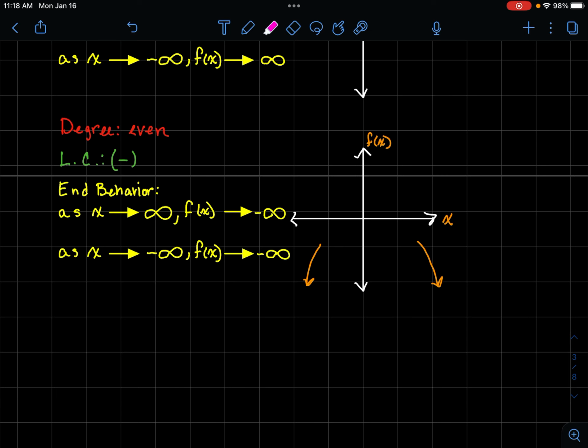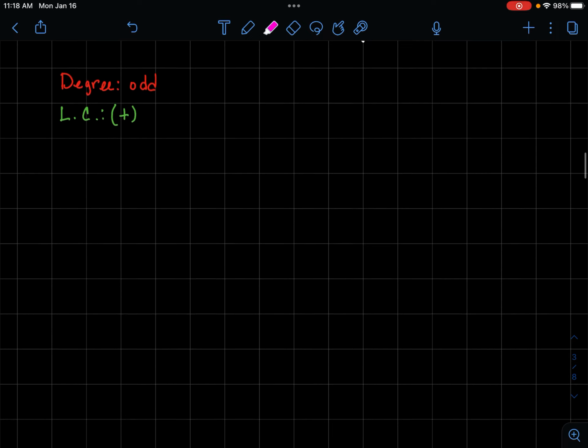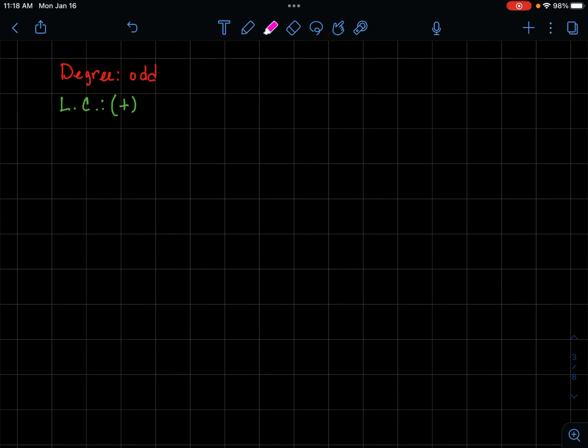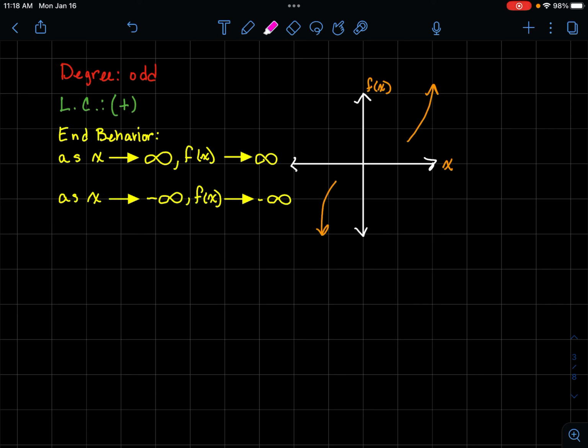And just to make another connection, no matter how large your even degree gets and how small that negative leading coefficient is, the graph might do a lot of crazy things in between, but in the end, all these graphs will behave the same. So let's switch up the degree. Let's go to odd degree now and have a positive leading coefficient. All of your graphs will behave this way.